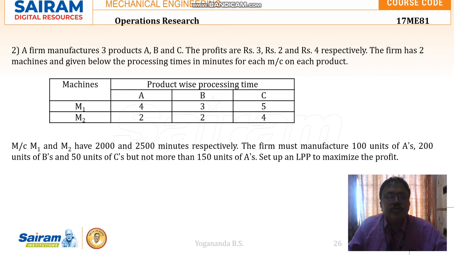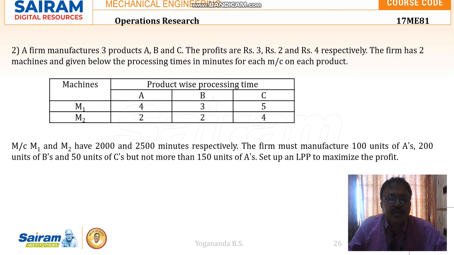The firm is having two machines M1 and M2, and given below are the processing times in minutes for each machine on each product. Each unit of product A will spend 4 minutes on machine 1 and 2 minutes on machine 2. Similarly, one unit of product B spends 3 minutes on machine M1 and 2 minutes on machine M2. One piece of product C spends 5 minutes on machine M1 and 4 minutes on machine M2.